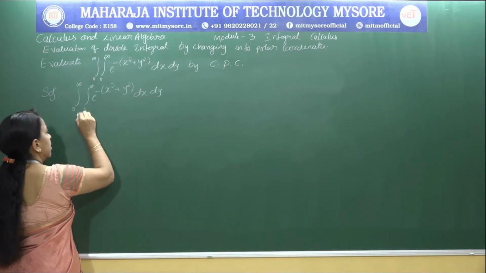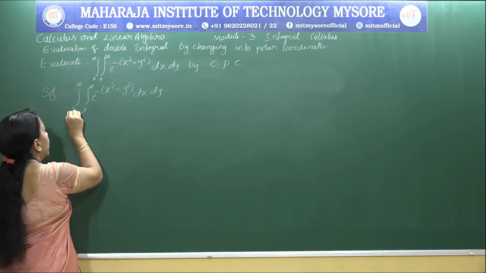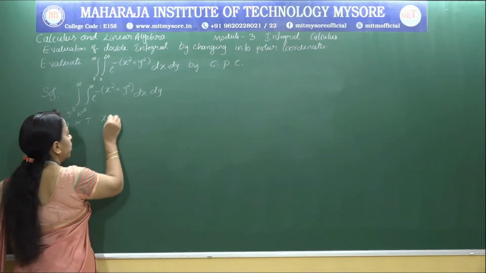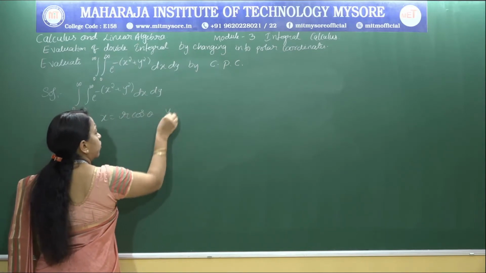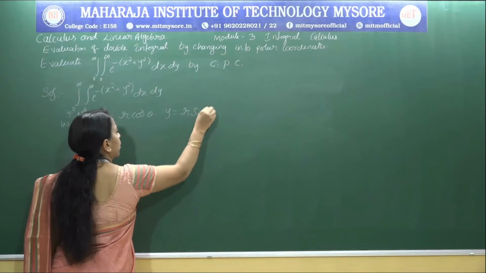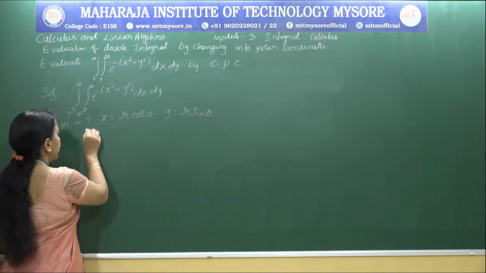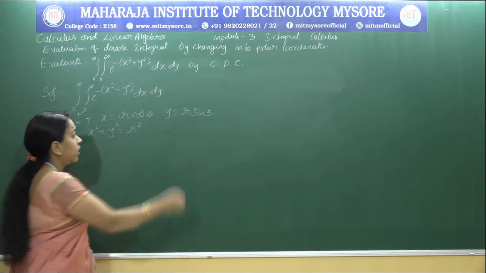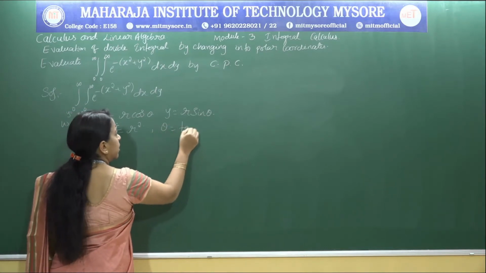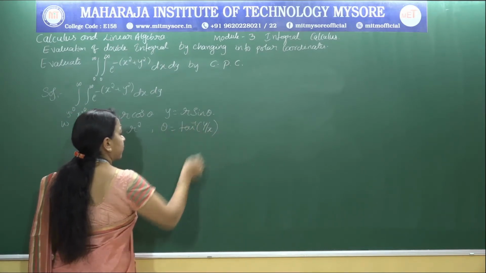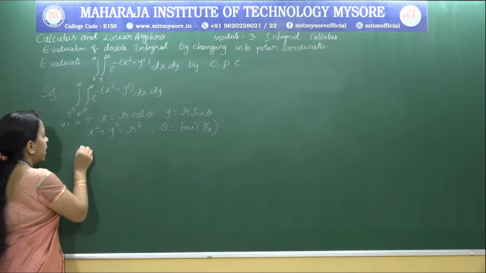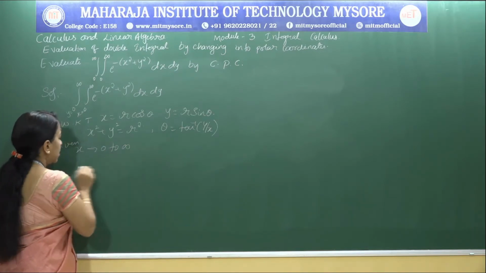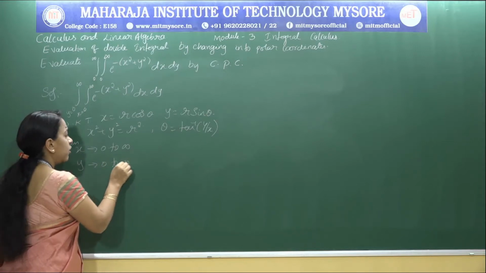We have dx here, so x varies from 0 to infinity and y varies from 0 to infinity. We know that x equals r cos theta and y equals r sin theta is the polar form, and also we know x square plus y square equals r square. And of course, theta is tan inverse y by x. Given x varies from 0 to infinity and y varies from 0 to infinity.